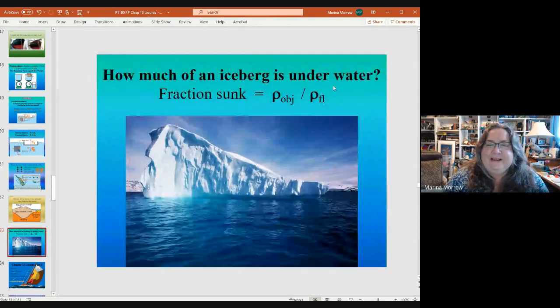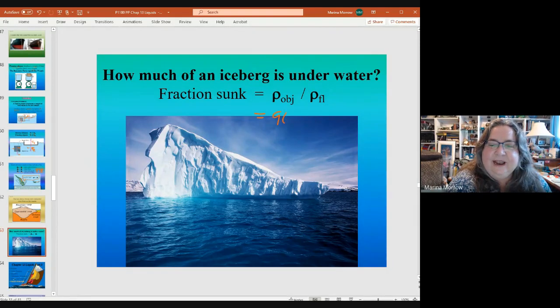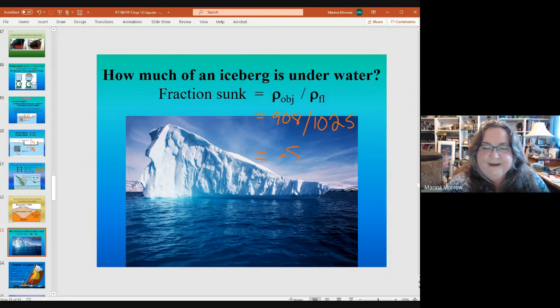And so how much of an iceberg is underwater? Well, an iceberg has a density of, I think it's 908, and the density of the fluid, let's say, salt water. And what we're going to get is 88%, or 0.88, which would be 88% under the water. So you've probably heard there's 90% of an iceberg under the water.